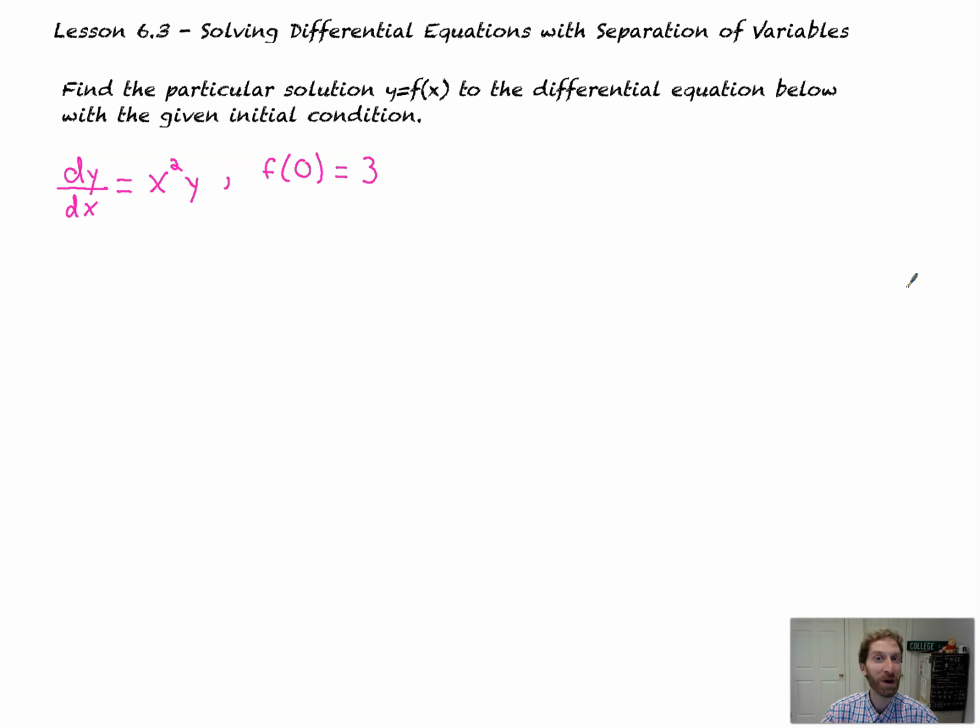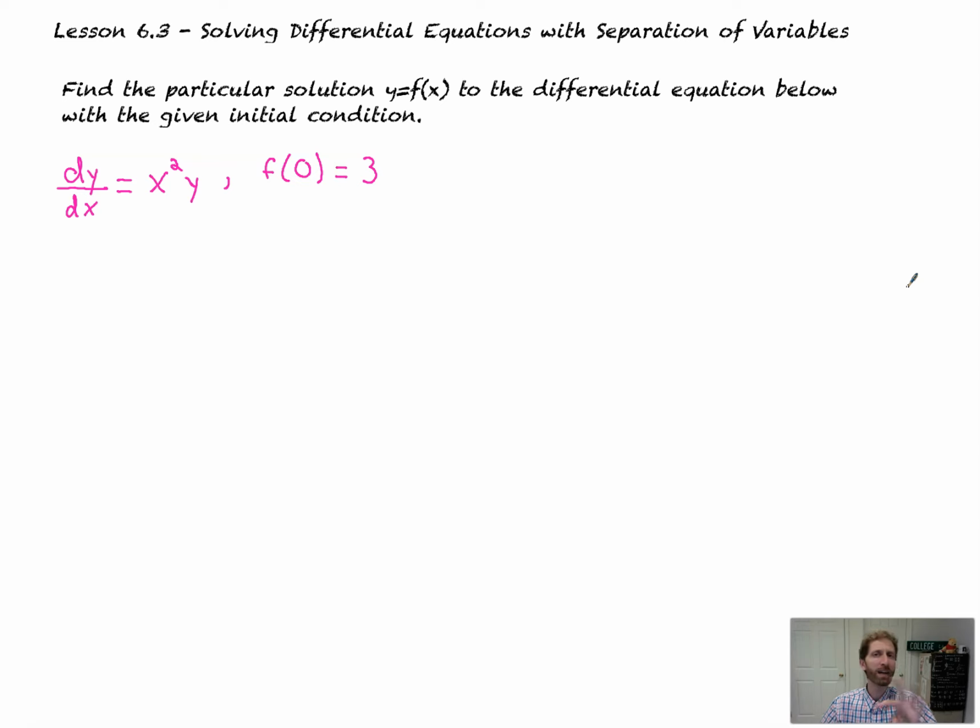This is a huge moment. You're about to learn how to solve differential equations using separation of variables. These are also known as separable differential equations. If you're taking A, B, or BC calculus, you're going to have this as a decent part of your curriculum. It's going to be on the exam.